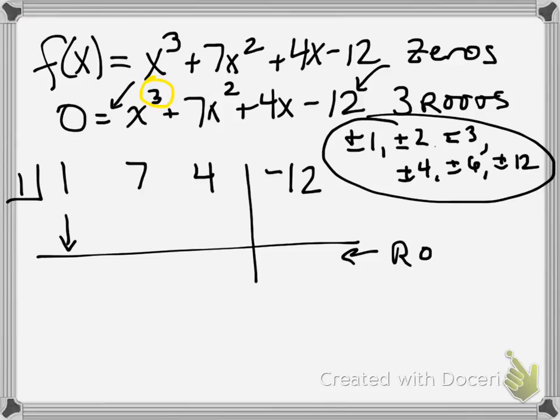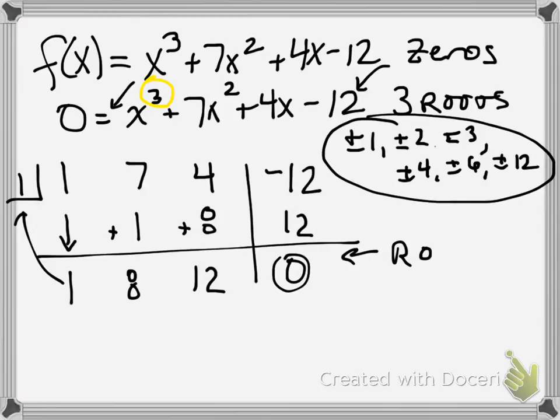Okay, so 1 goes in the box, and we do synthetic division. So that first column, 1 comes down, we multiply by the 1 in the box, we add and we get 8. We multiply again, we add and we get 12. We multiply by 1, and I got lucky. 1 works. So x equals 1 is one of my roots.